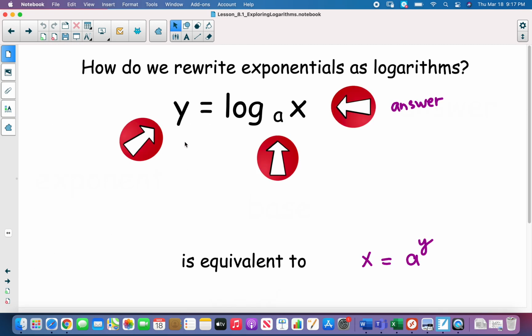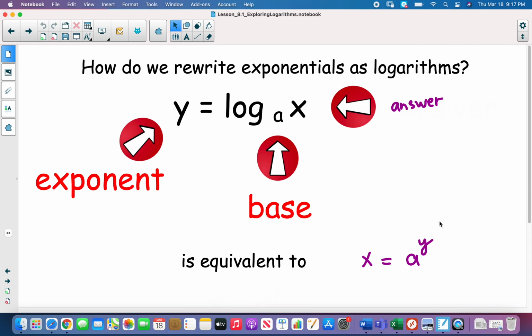So let's say we have y equals log of x to the base a. We are going to look at what happens when we rewrite this relationship. It is equivalent to x equals a to the power of y, where the x that you have here becomes the answer here. This becomes the base here, and the y becomes the exponent here.